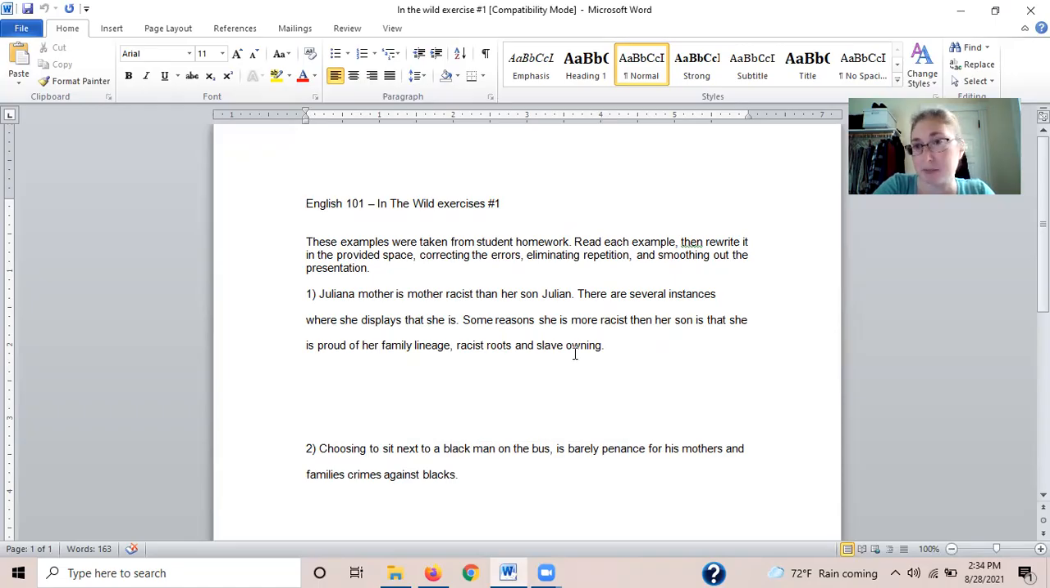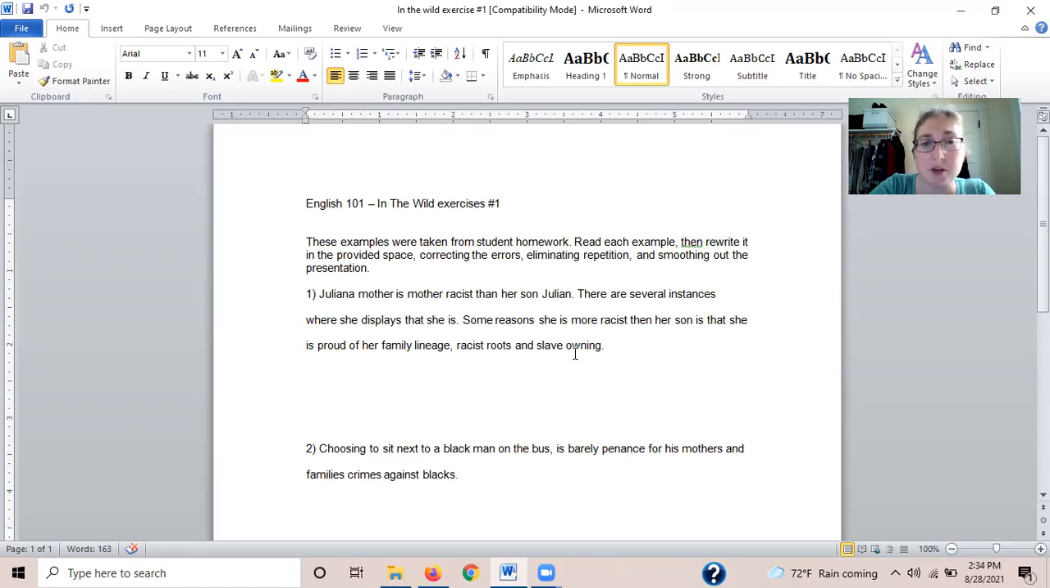And when I read something out loud, or when you are reading something out loud, the important thing to do is read it exactly as it appears in front of you. Pause at a comma or a period. Commas and periods are signals to the reader to pause or stop. So I'm going to read it exactly as it has been written. So here's our first sentence. Juliana, mother, is mother racist than her son Julian.